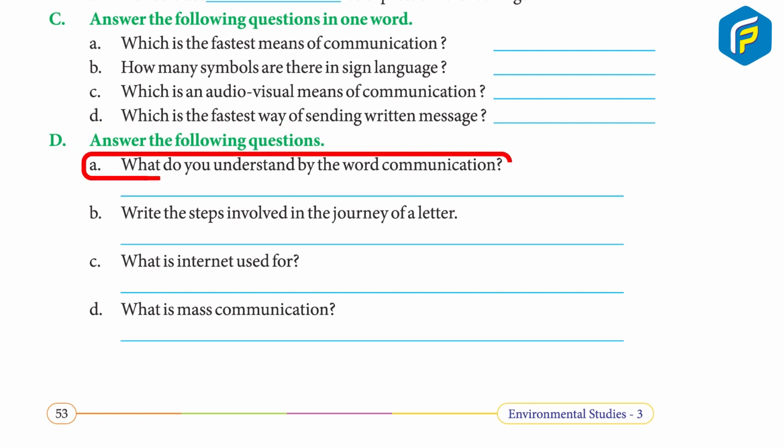D. Answer the following questions. A. What do you understand by mass communication? Answer: Mass communication is the way of communicating to a large number of people at the same time.